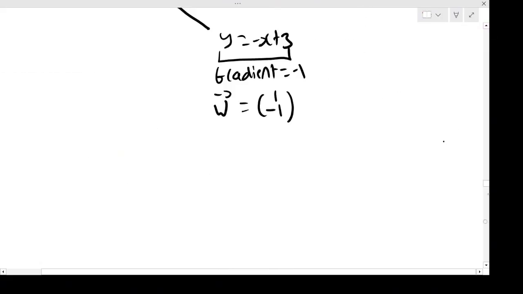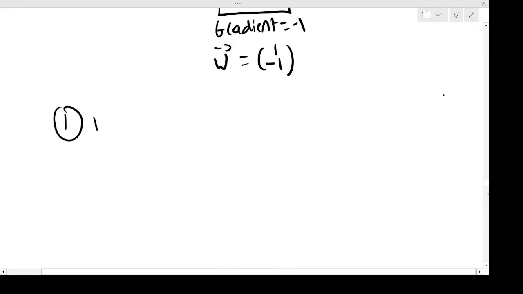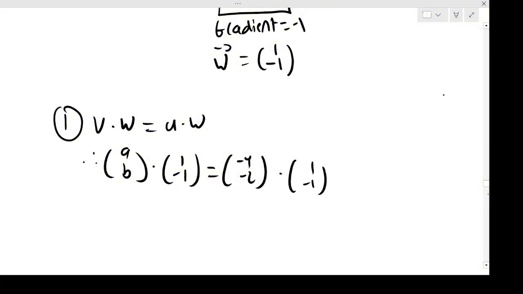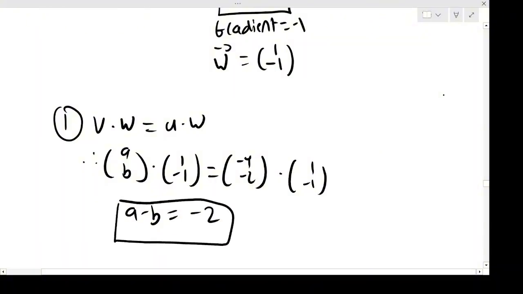Okay, so firstly, remember that the first equation is V dot W is U dot W. So that means AB for V dot 1 minus 1 for W is going to be -4 minus 2 for U, dotted with 1 minus 1. Simplifying this, we get A minus B is -4 plus 2, and that would go to -2, right? -4 add 2 is -2. And that's my first equation there.